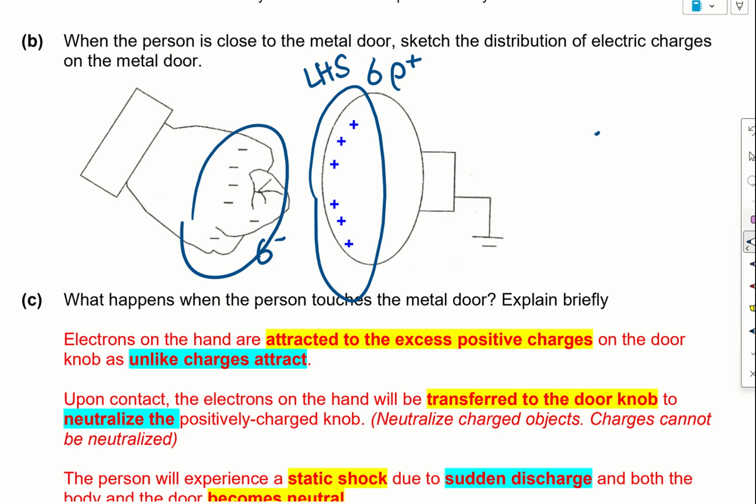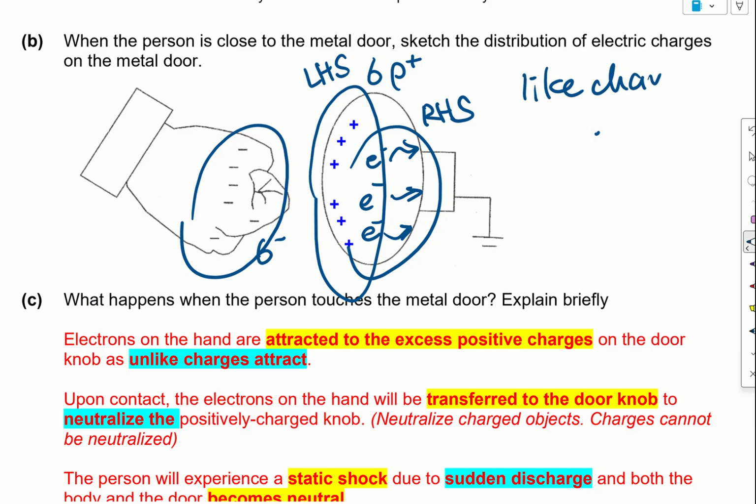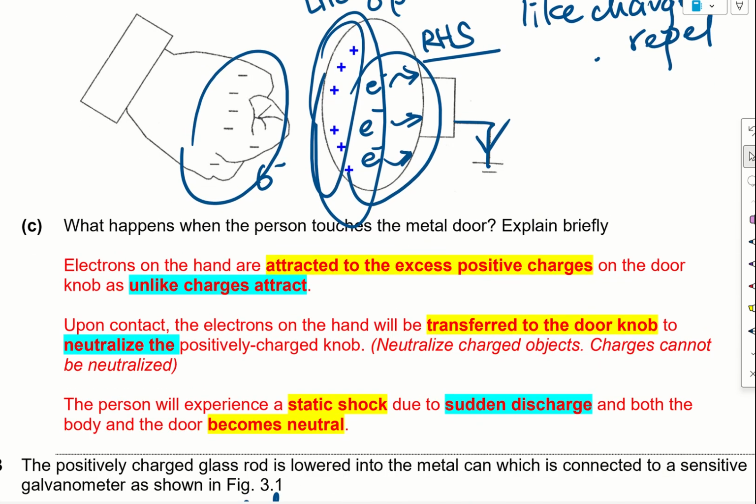So when this negatively charged object is brought near, the electrons in the metal doorknob will be repelled to the right hand side of the doorknob. Because like charges repel, the electrons and electrons repel, so you cannot say that the protons are attracted to the left hand side. If you write that, then your answer is wrong. So now the electrons are repelled to the right hand side, and because the doorknob is earth, they can enter earth, they will go down to earth because they are now repelled.